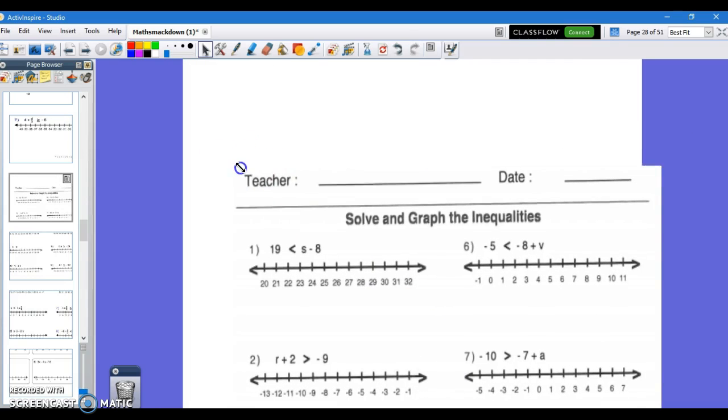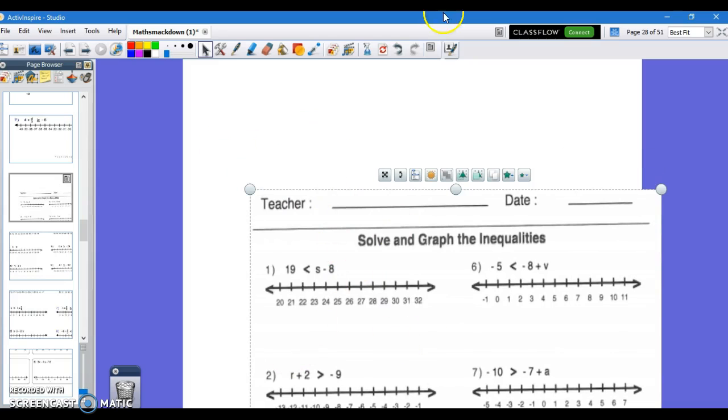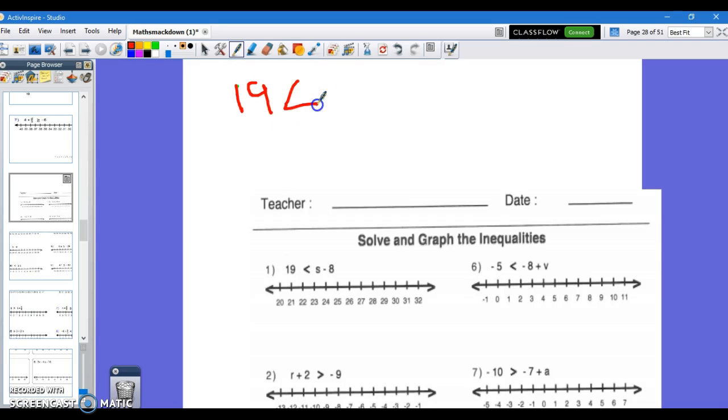The first thing I'm going to do with these, and I know I did this one in class, but I'm going to show you again how it's done, is that you need to get the s by itself. You need to get the variable by itself. Just like solving an equation, solving an inequality works the same way. So I'm going to rewrite it up here. And this is a one-step inequality.